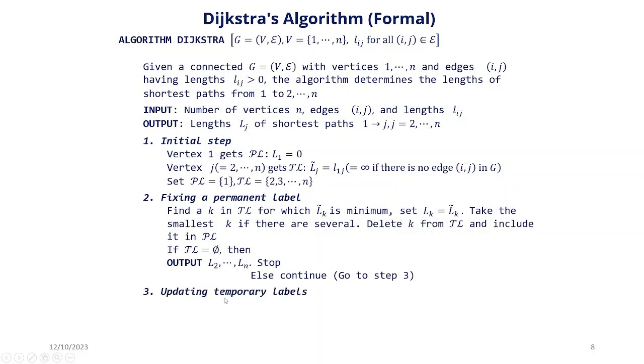So in step 3 we start updating temporary labels. For all J in the temporary label, set Lj tilde equal to the minimum of Lj tilde and L subscript K plus L subscript Kj and go back to step 2. End Dijkstra. The algorithm may not be so easy to understand when you just read it like this. However, when we perform an example, everything will become clearer. We'll do that next.